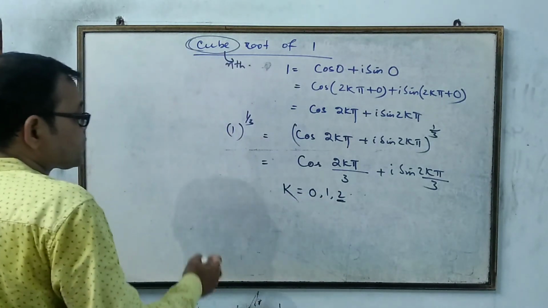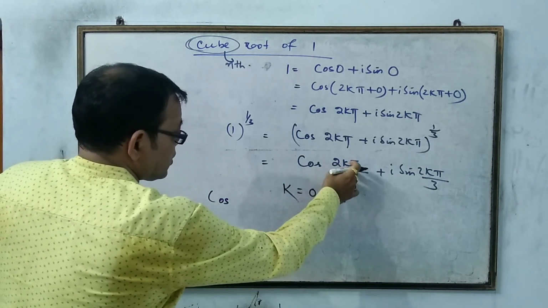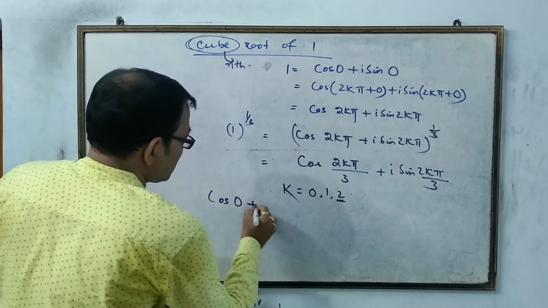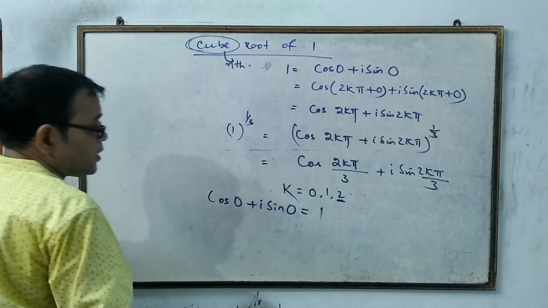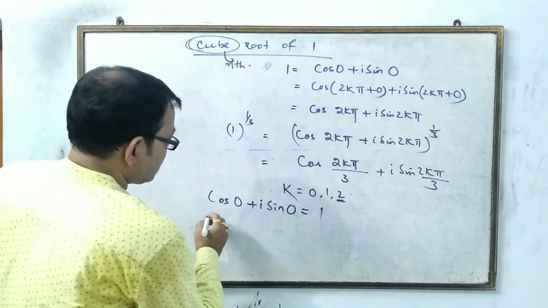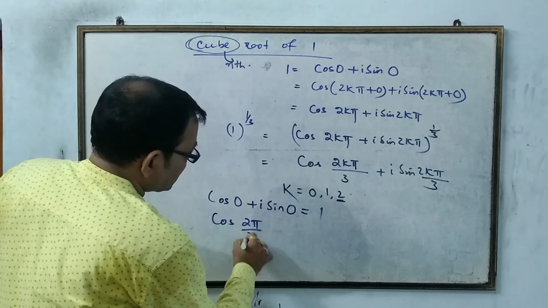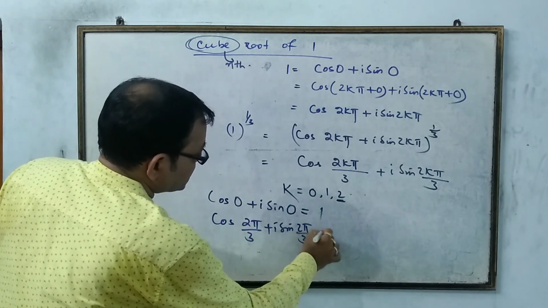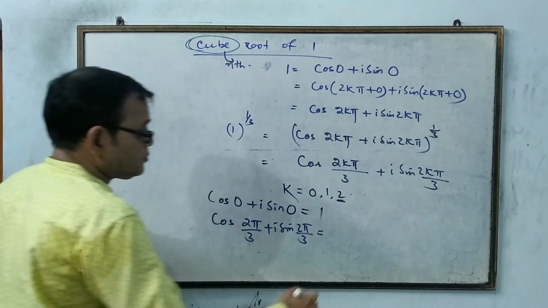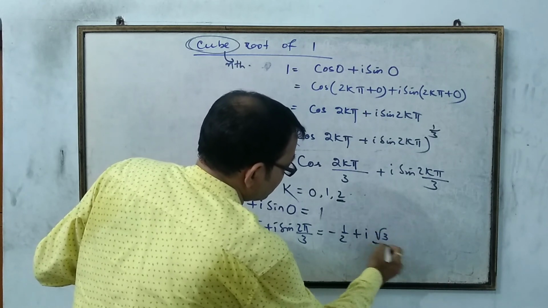So one value each. For k equal to 0: cos 0 plus i sin 0. The answer is 1. If we put k as 1, then another value would be cos 2 pi by 3 plus i sin 2 pi by 3. It is cos 120 plus i sin 120, which is minus half plus i root 3 by 2.